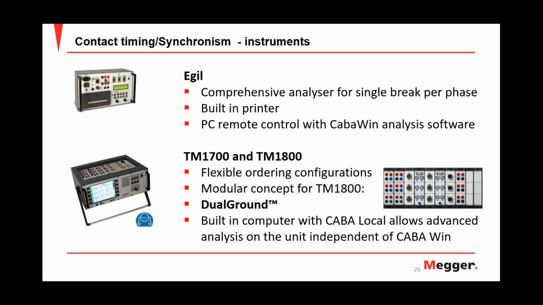TM1700 can be ordered with a flexible ordering capability, and multiple configurations are available. TM1800, as I said, pushes this flexibility further by having a modular concept where the user can reconfigure the test unit by adding or removing different modules. So you can add more control modules, timing modules, analog transducers, and digital transducers as examples.